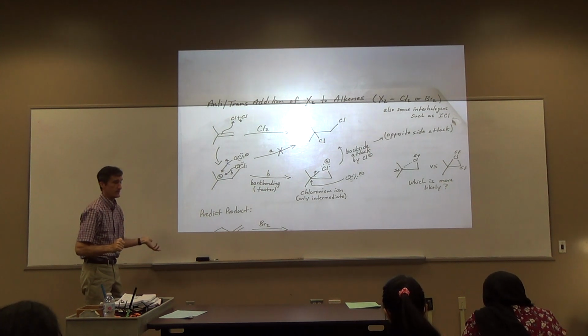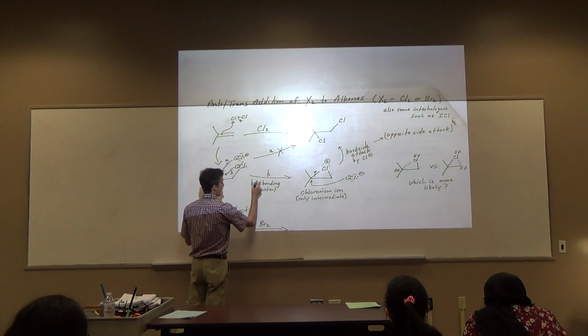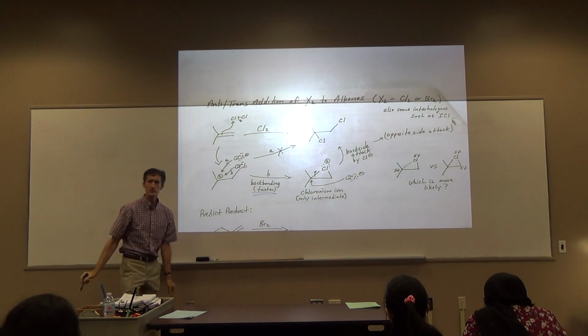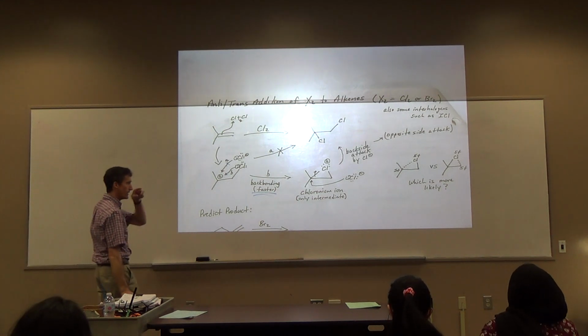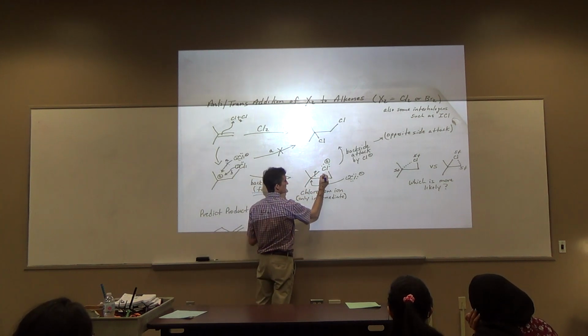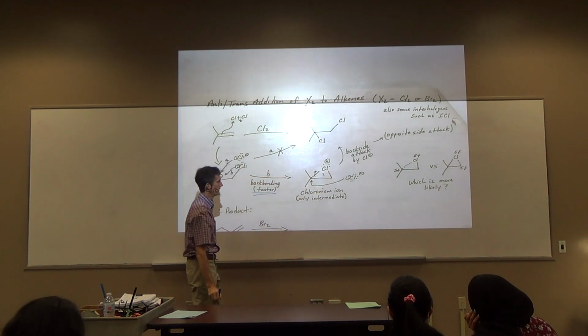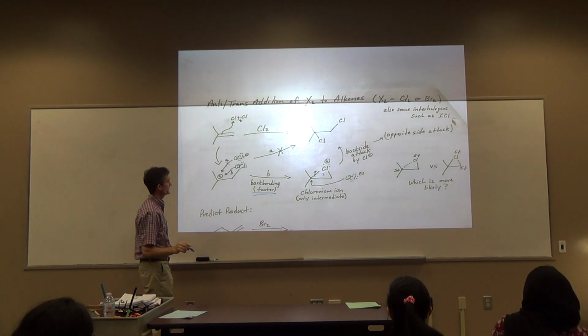Internal is always faster. So it doesn't make any sense that the other one is going to attack. We'd be breaking some laws of physics there. This one attacks, and I call that back bonding. And that's faster. I'm the only one that calls it back bonding. What does that give? It gives this three-membered ring here, called a chloronium ion.